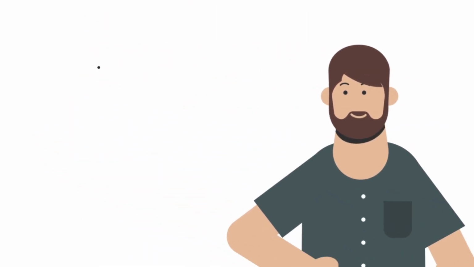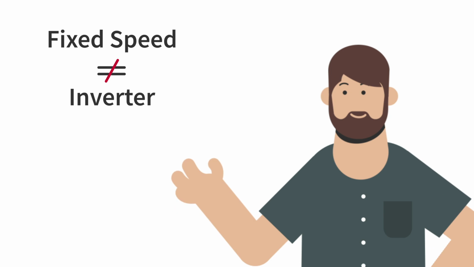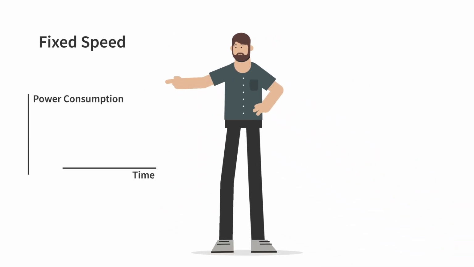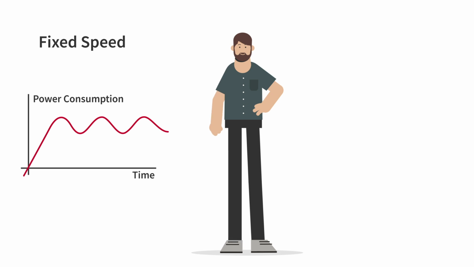One last thing, do you know the difference between a fixed speed and an inverter air conditioner? Well, it's a question of just that, speed. The fixed speed system uses a single speed motor that turns off when the desired temperature is reached. Then, it turns back on when the temperature changes.